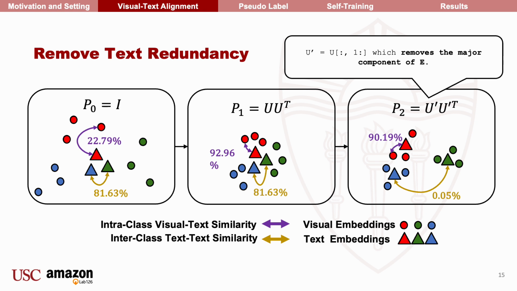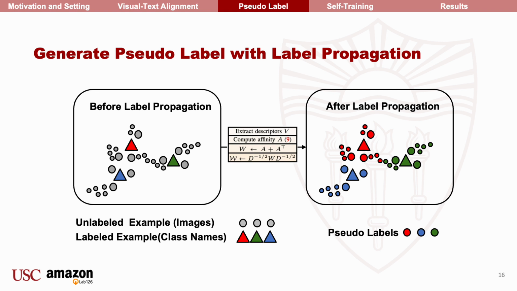Therefore, by removing this particular dimension, we arrive at the projection matrix P2 that projects everything onto the text embedding subspace while concentrating on their differences. As shown by the statistics from CIFAR-10, classes are almost perpendicular to each other after the projection. With an aligned visual-text embedding space, we can then consider the text embeddings from class names as labeled examples and visual embeddings from the images as unlabeled examples. By performing the label propagation algorithm, we obtain pseudo-labels for all unlabeled images.